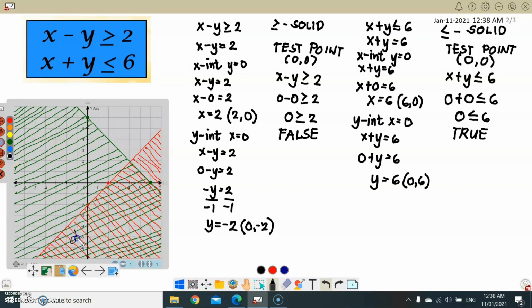So let's write it. Double shaded region. In a system of linear inequalities in two variables, all the points lying on the double shaded region are solutions to the given system. Again, I'll repeat, all the points lying on the double shaded region are solutions to the given system.